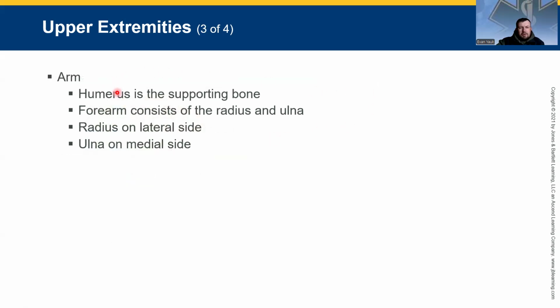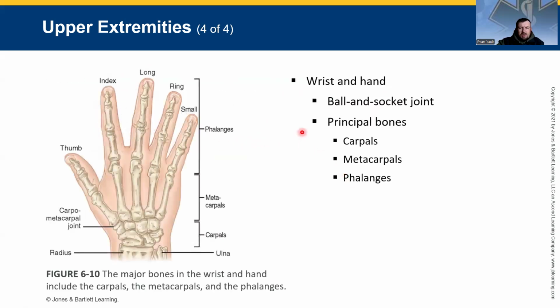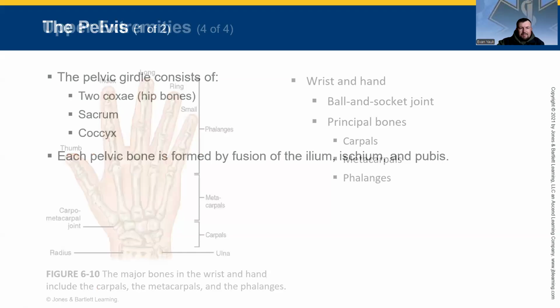So your arm, the humerus, is the supporting bone. The forearm consists of the radius and ulna, the radius on the lateral side and the ulna on the medial side. Our wrist and hand: it's got carpals, metacarpals, and phalanges. Remember, there's a whole bunch of little bitty bones in the carpals, and then our metacarpals are these. Then our phalanges finally are our actual fingers that extend out.